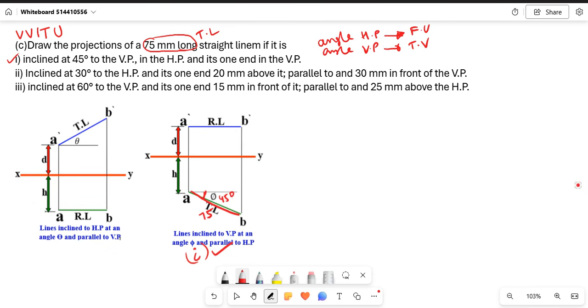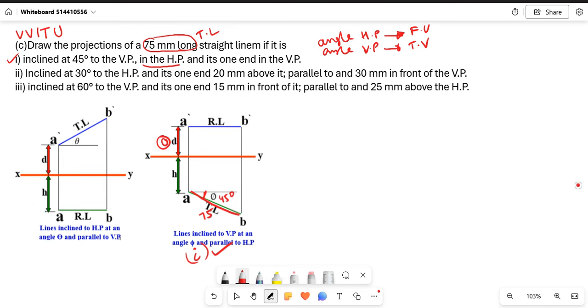Now the question itself clearly gives 45 degrees to VP, and the line is in the HP. The line is in the HP means both points A and B are in the HP, and we know that the HP distance can be marked in the front view. So in the front view, being in the HP means the distance is 0.